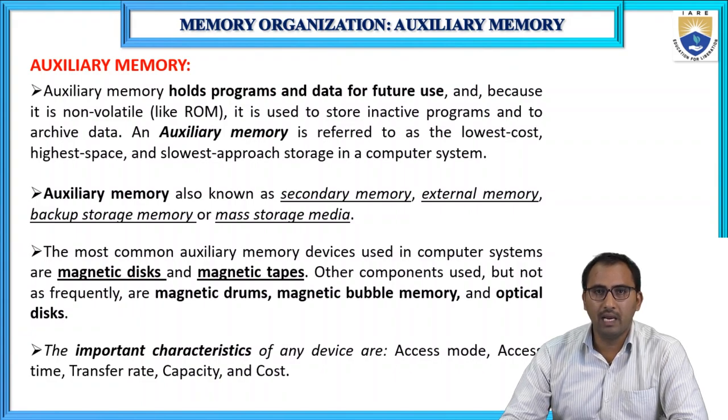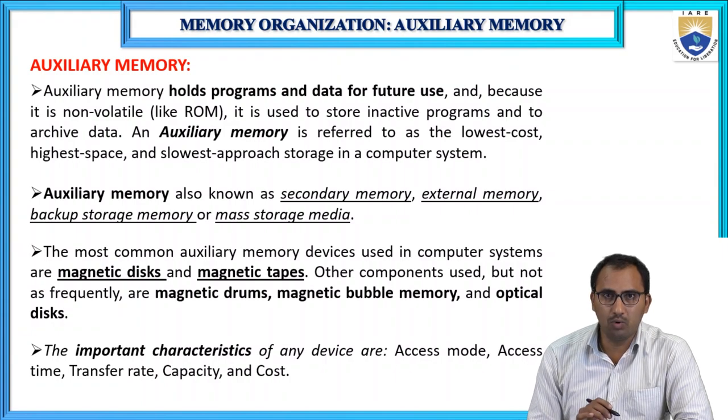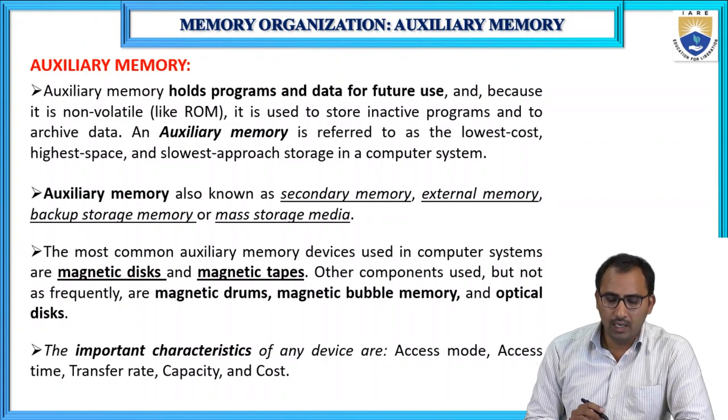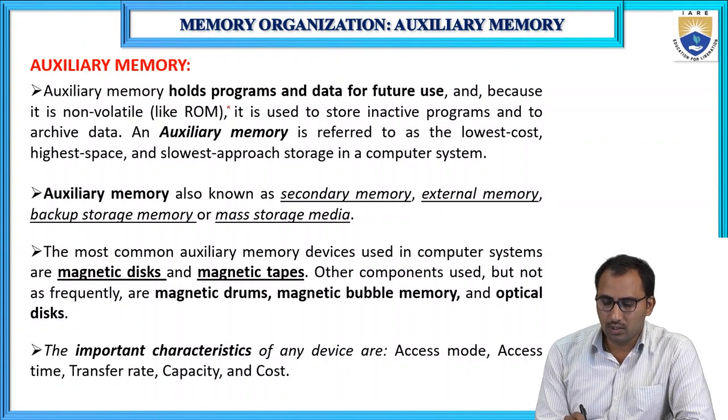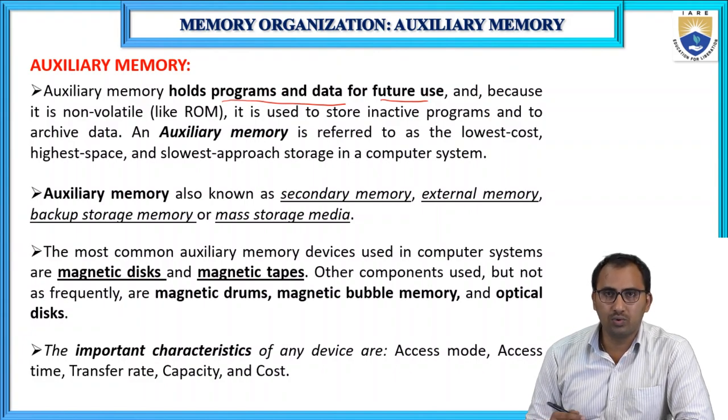Main memory is used to store some programs and the data which are needed by the CPU. Any program will be executed from the main memory. And the second memory is the auxiliary memory. In this session, we are discussing the auxiliary memory. The auxiliary memory holds the programs and the data for future use. Mainly it is used to store the programs and the data which are not active, or which are not needed by the CPU.